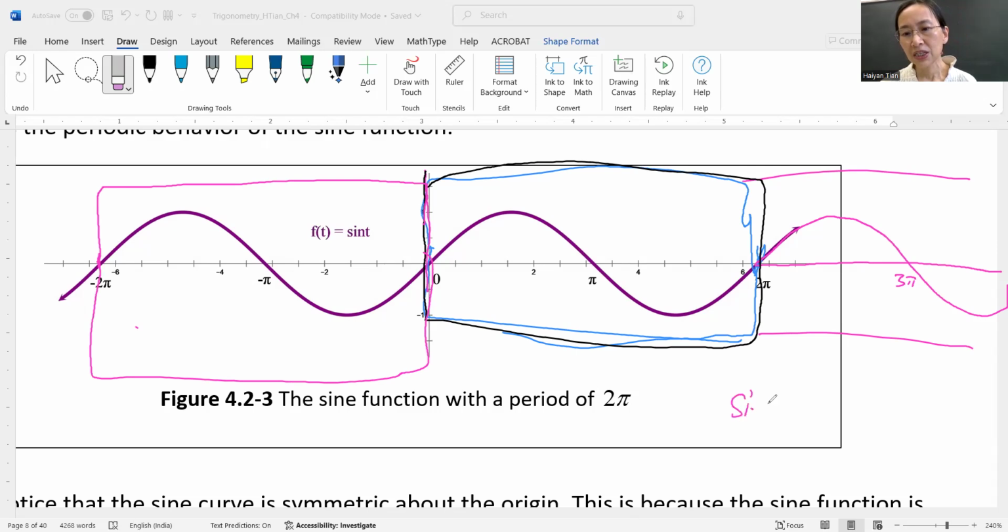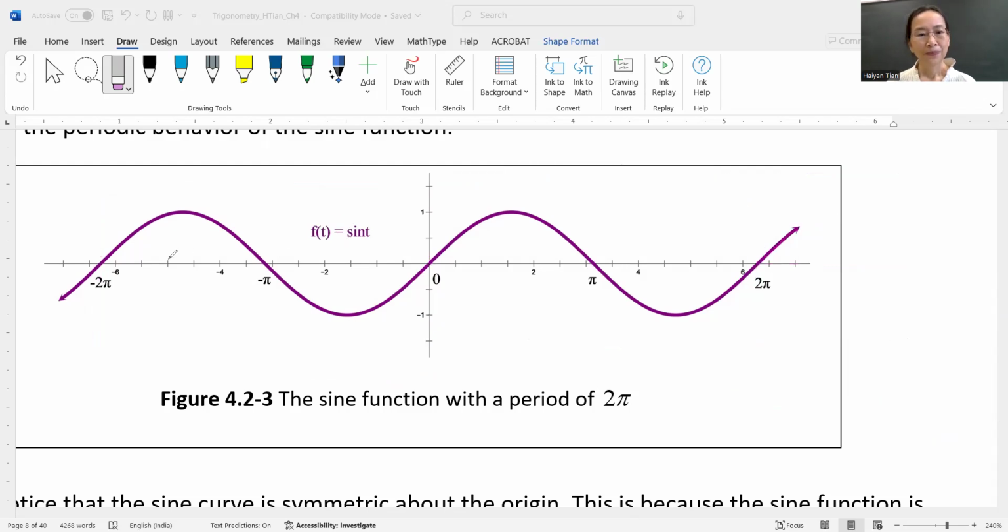So this sine of t has a domain. The function sine of t, its domain is all real numbers. So the domain is the entire real number set. That means t can be anything. There is a sine t defined. Yeah, sine t is defined for any t, which is a real number.